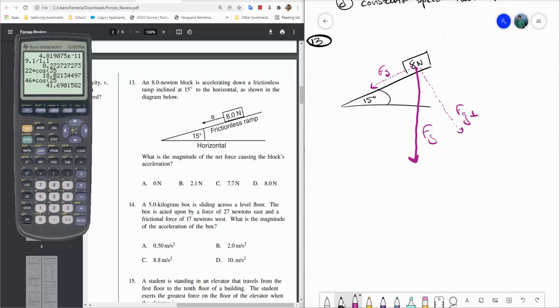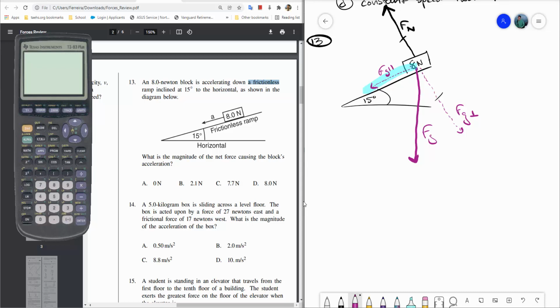Force normal tries to counteract the force of gravity perpendicular. So essentially along the perpendicular axis, these two cancel out. Normally you'd have friction, but notice the key word here: frictionless. Since this thing is frictionless, there is no friction, so undo all of that. The only unbalanced force that's not canceled out is the force of gravity parallel.